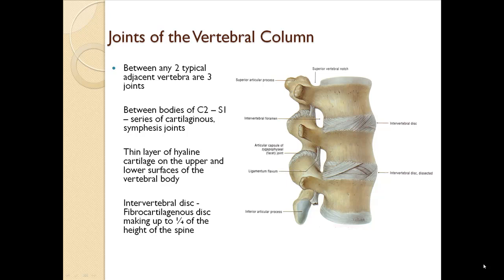The fibrocartilaginous discs make up approximately a quarter of the total height of the spine, and the height of each individual disc varies depending on whereabouts in the spine we are. So down in the lumbar spine, they are significantly thicker than they are in the cervical spine. This reflects its weight-bearing role.